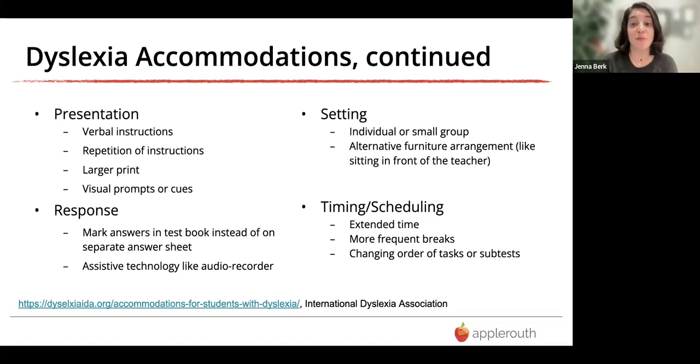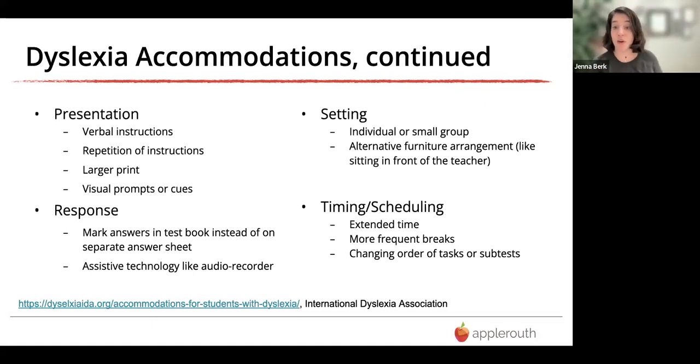I will say that one nice thing about the SAT going digital is now there will not be a Scantron. So you can just select your answer on the screen and you don't need to worry about transferring your answer to the Scantron. So that's a really nice way that the SAT is now becoming more accessible. You can also have assistive technology like an audio recorder. I definitely had friends in college who were allowed to record lectures because that was just an easier way for them to get that information.